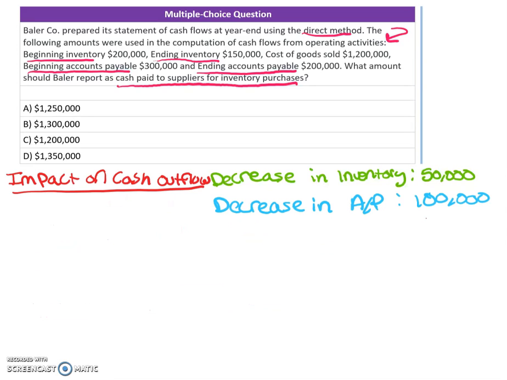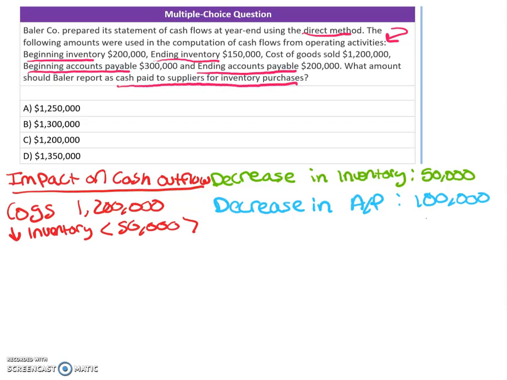So now we can use this information to determine our impact on our cash outflows. So we know that we have a beginning cost of goods sold amount of $1.2 million. And we know that we have a decrease in inventory of $50,000. So what does that mean when we have a decrease in inventory? Well, an increase in inventory would mean that we spent more money to buy that inventory. So a decrease in inventory would do just the opposite.